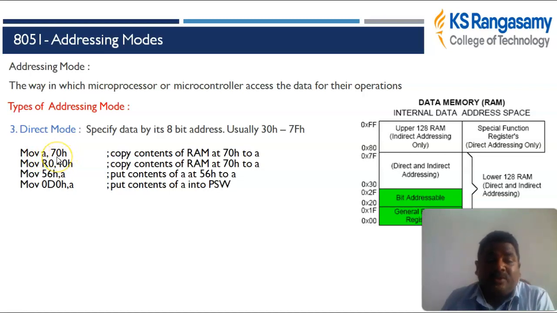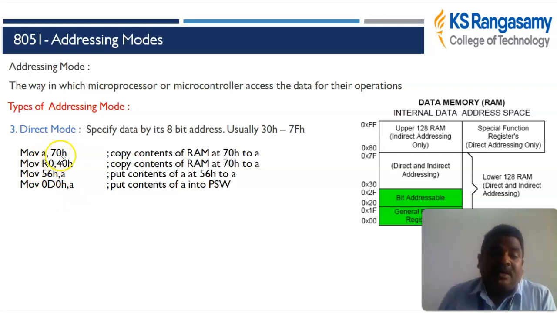Here 70 is not an operand. What is it? It is the address. So how does the machine differentiate between an address and data? If it is data, as I already insisted, the hash symbol must be there. But in this instruction, the hash is not available.